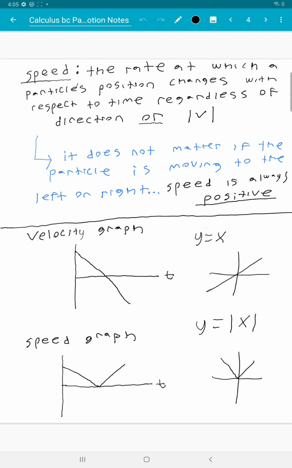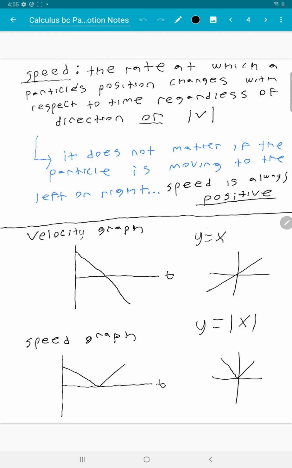So let's think about the translation of the velocity graph and the speed graph. It's very similar to the y equals x graph and the y equals absolute value of x graph. Obviously, because velocity is just v, and speed is the absolute value of velocity. So as we can see here in this scenario where velocity is decreasing, speed will also decrease, but then when velocity becomes negative, speed will not become negative, it will remain positive.